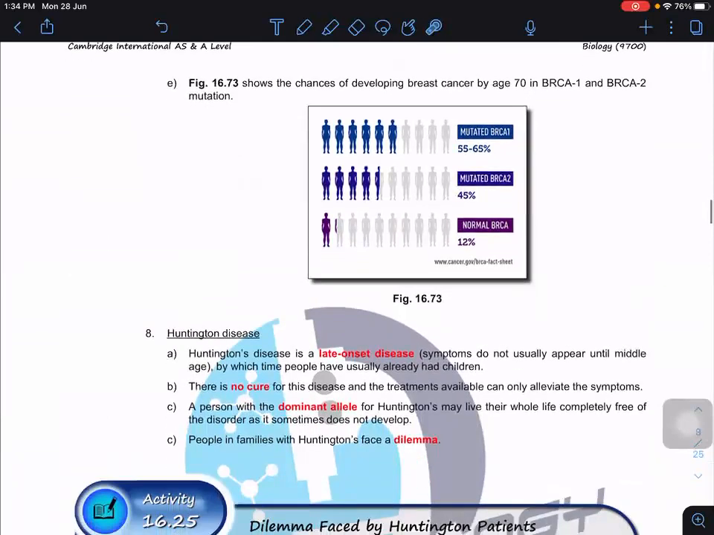So in this case, you can see that mutated BRCA1 carriers will develop the cancer by age 70 at about 55 to 62%. Mutated BRCA2, about 45%. Normal BRCA, no mutation, about 12%. Okay, the risk there is about 5 times. But again, 55% and 45% is not more than 100%, so you still have a chance not to develop the cancer, right?